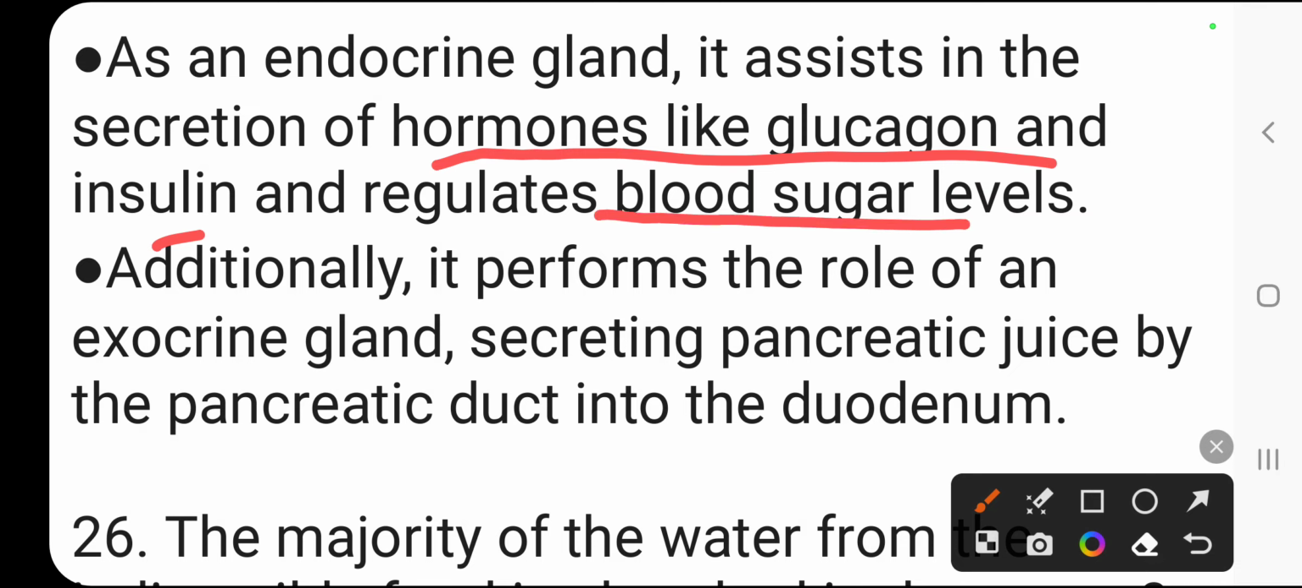As an exocrine gland, it helps in the secretion of pancreatic juice by the pancreatic duct into the duodenum. Okay, so it functions both as an endocrine and exocrine gland. This is the important question.